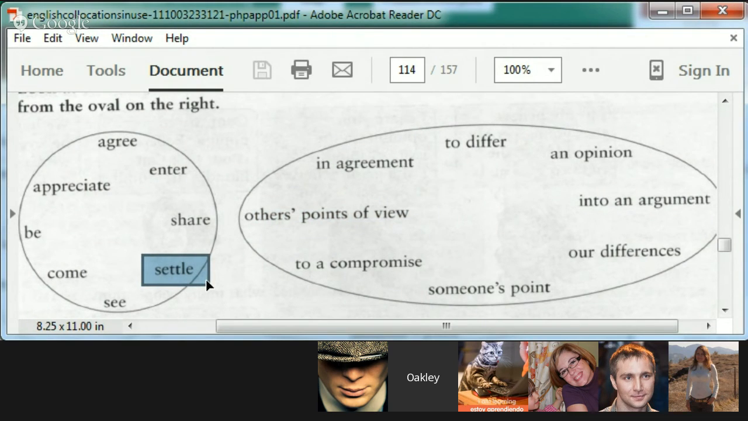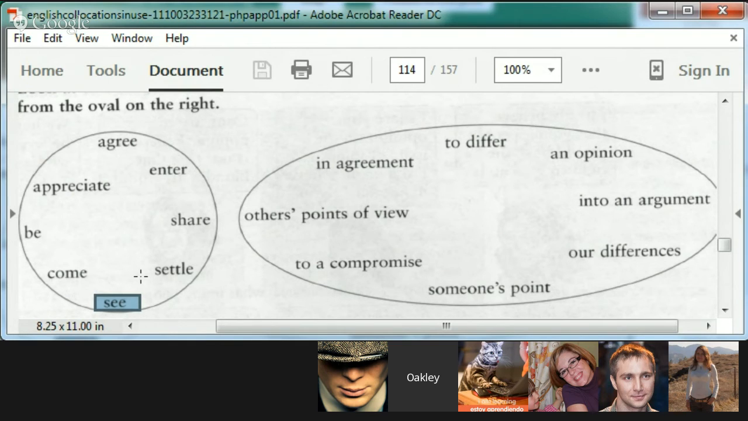Okay. Anna, settle. Settle our differences. Yeah. I think that's the only one here. Okay, settle your differences. All right. If you settle your differences, you're basically compromising or agreeing to disagree, maybe. Compromise and agree to disagree are different, but either way, you could do one of those two things and settle your differences.